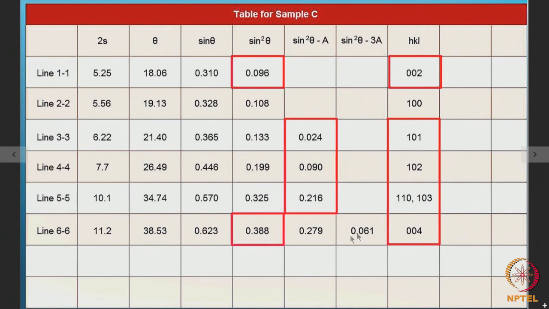So, you see that line number 5 can arise due to both the planes 110 and 103, and they will appear at the same place because D is the same for both kinds of planes. So, now we have found out the HKL values of all the planes which will give rise to diffraction in this particular case. So, we have been able to index all the lines by using the same logic.